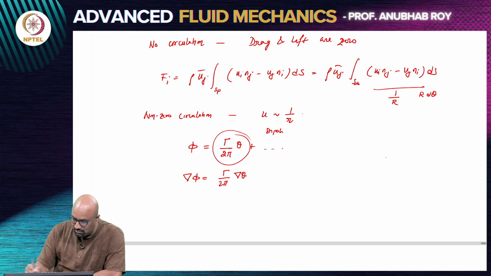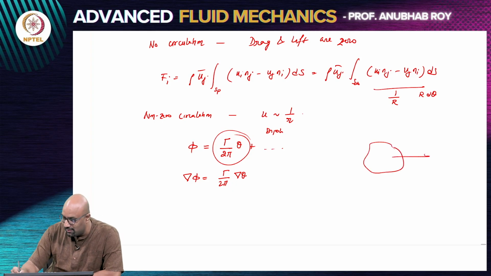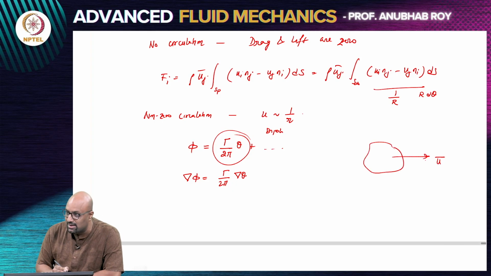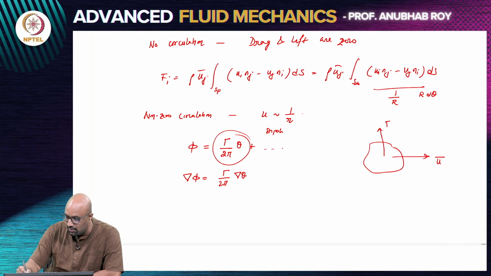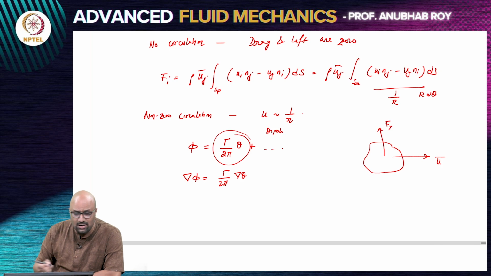So, I will say that there is some object which is translating with a velocity, let us assume, in the x direction. For lift I want to compute the force in the y direction, because we know there is no drag in this problem. So, if I try to compute the lift, it will be F_y, rho, u only has an x component, so j only takes a value that is 1 and i only takes a value of 2.